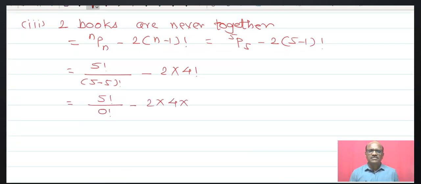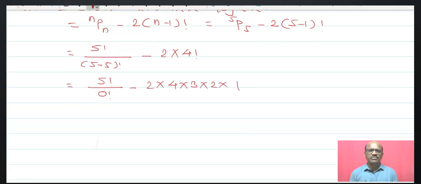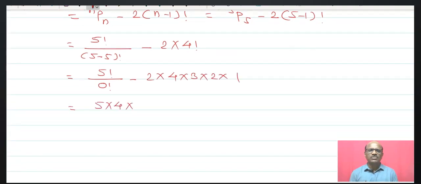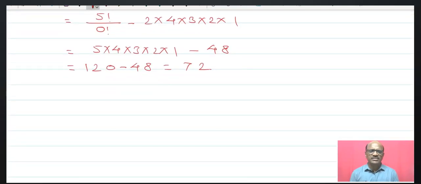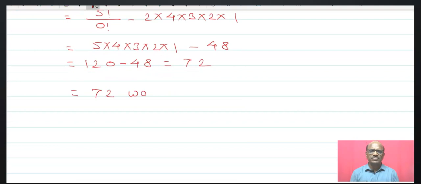That is 5 factorial upon 0 factorial minus 2 into 4 into 3 into 2 into 1. I am always writing by using this formula, that is 120 minus 48, that is equal to 72 ways.